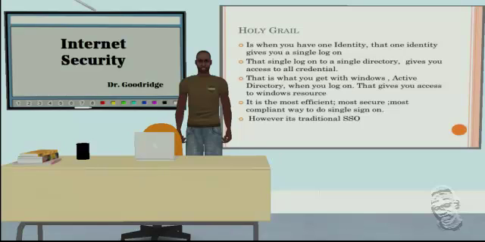That is what you get with Windows Active Directory services. When you log on once, that gives you access to Windows resources. It is the most efficient, most secure, most compliant way to do single sign-on. However, it is a traditional single sign-on.